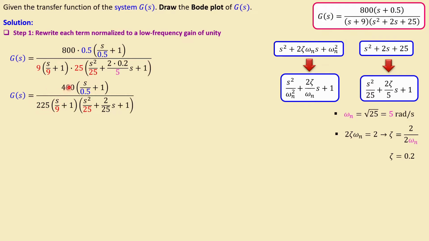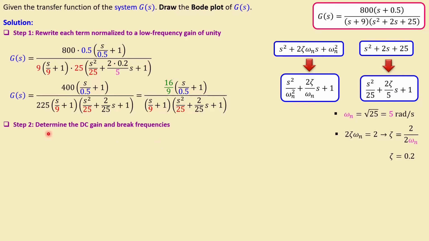Then we can of course also divide the 400 by 225, and then you will get 16 over 9 as an exact value. The rest are exactly the same as before. Now we have this expression, which is what we will use for our drawing.